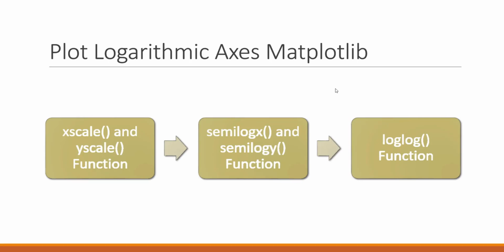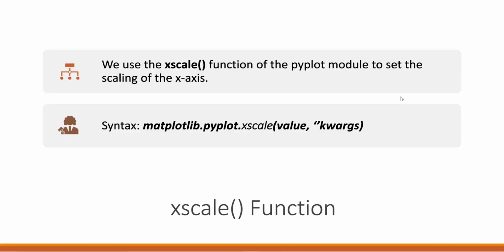We have the following functions: xscale, yscale, semilogx, semilogy, and log. So let's discuss each function in detail one by one. The first function is the xscale function. We use the xscale function of the pyplot module to set the scaling of the x-axis. When we pass log or symlog scale in the function, the axis is represented as a logarithmic scale. And the syntax of the function is matplotlib.pyplot.xscale, and in parentheses we pass value and keyword arguments.